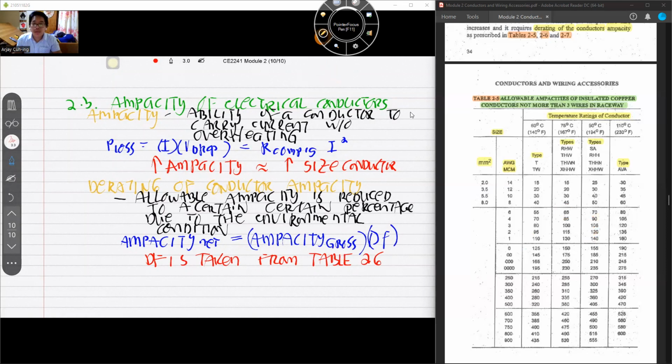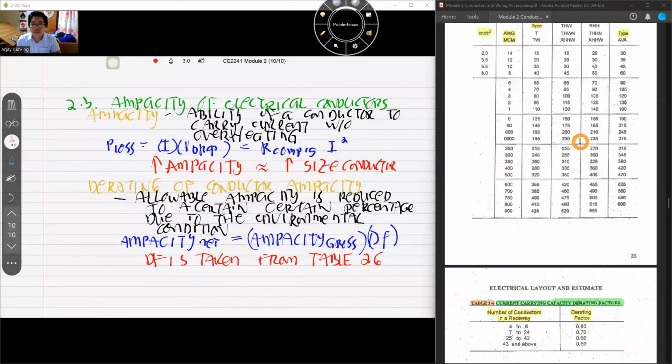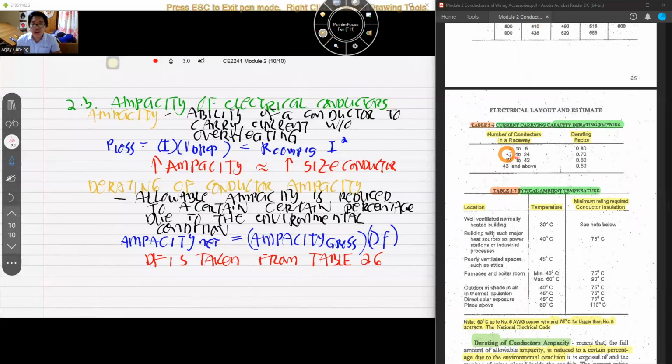So paano yun? Paano sir kung nakuha na namin yung dito? So ano yung DF nun? Okay, so ang DF, class, kapag less than 3 wires siya, kasi di ba kung titignan yung table 2.6 natin, class, 4 to 6. Paano class yung 1 to 3? 1 to 3. Okay. So ang derating factor, class, ng 1 to 3, 100% na yun.